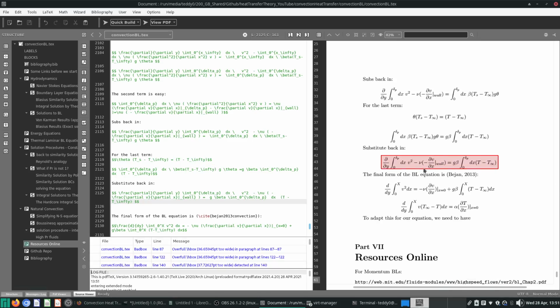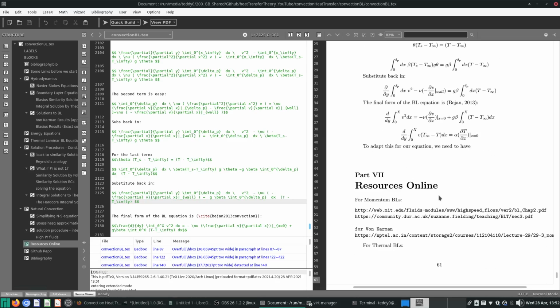And of course the continuity equation is already implicit inside the momentum and the energy equation. We have actually substituted it in quite a fair number of times. Now take a look at the form of the momentum equation. It's like so: d by dx, integrate from 0 to delta_p of rho v squared dy, and then you have this viscosity term and then the buoyancy term.